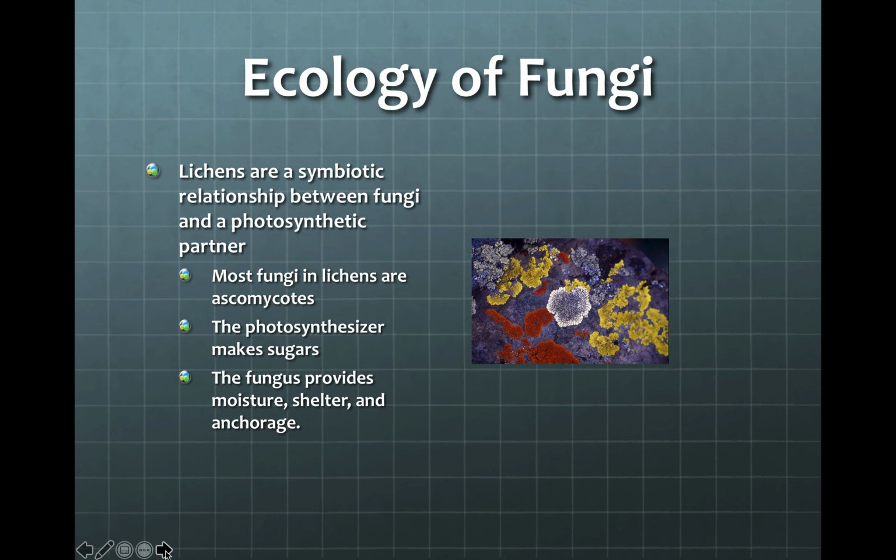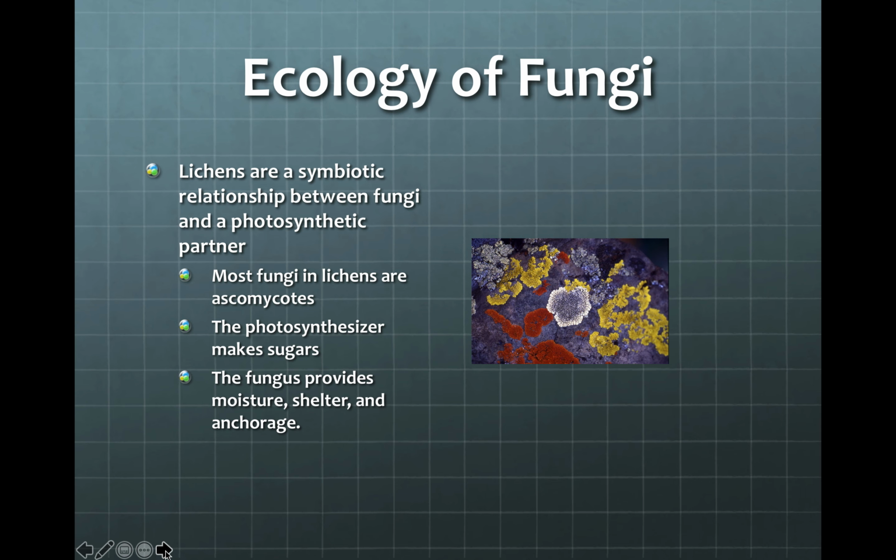One of the mutualistic relationships that fungus have is called lichens. And this is a symbiotic relationship. It's mutualistic. Both of them benefit. And it's between a fungus and a photosynthetic partner. Now, when we say photosynthetic partner, this could be algae or it could be cyanobacteria, which releases a lot of oxygen into the atmosphere. So we have one portion of a lichen that's going to be able to carry out photosynthesis, and we have one portion of it that cannot.